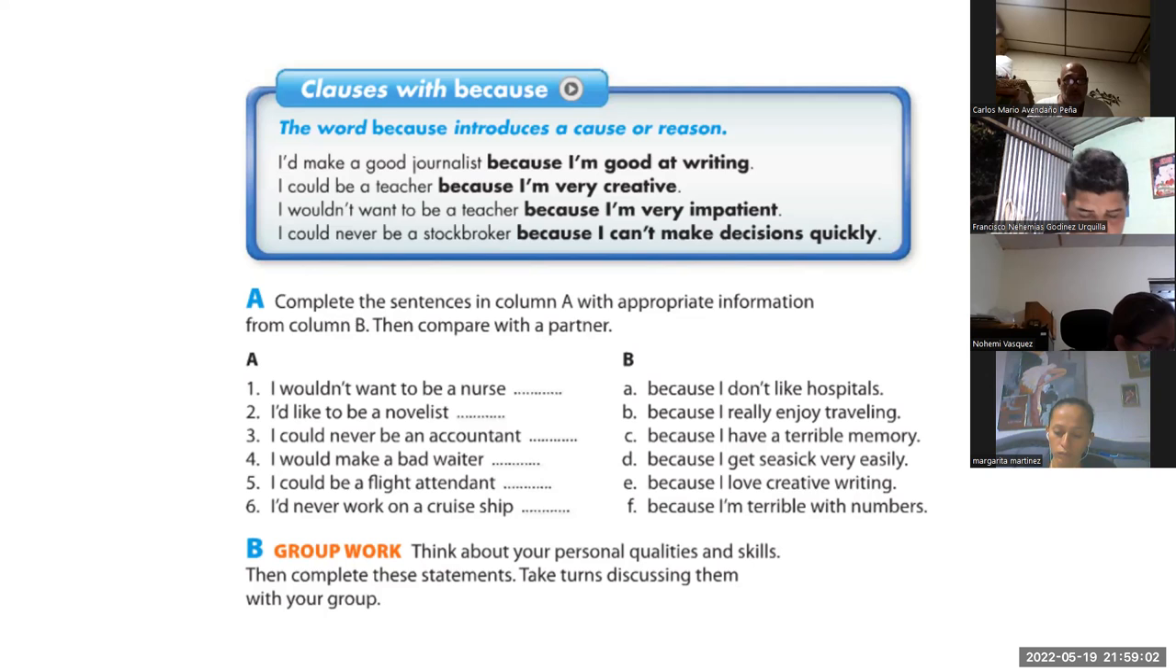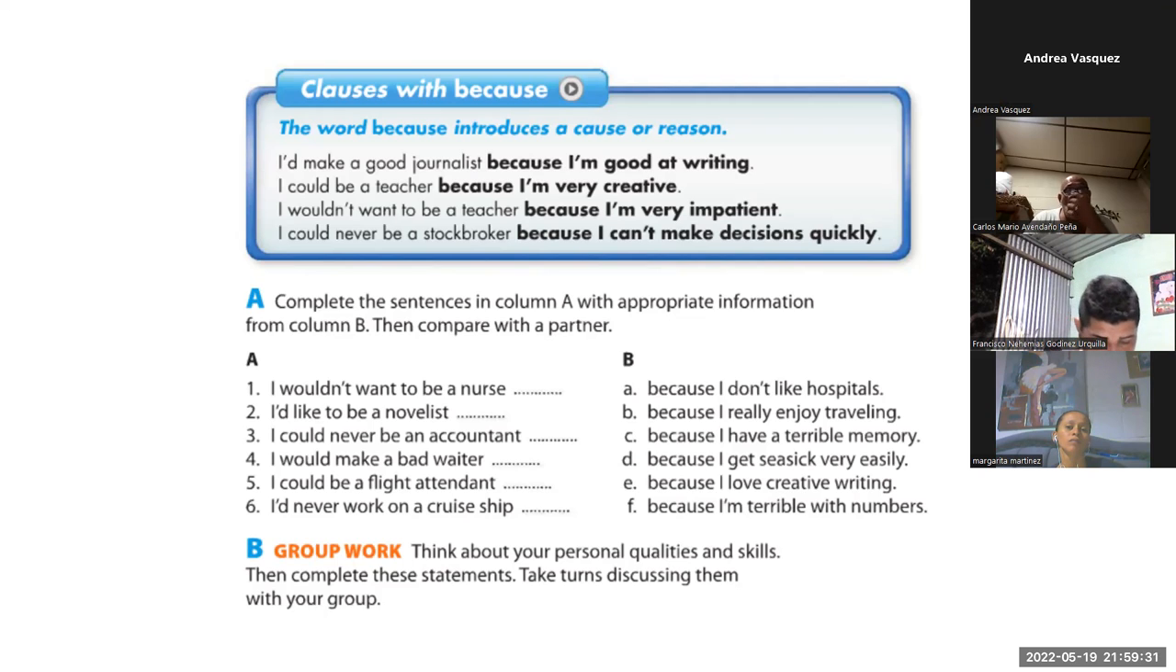Because of the hospital. Because I really enjoy traveling. Because I have very memory. Because I see which are very actually. Because I love gravity, rain day. Because I am terrible with number.